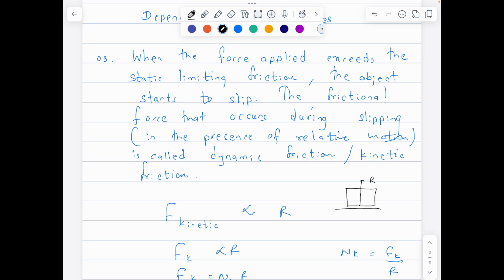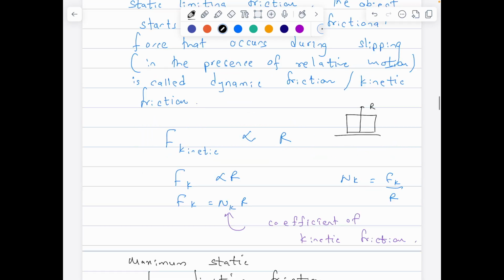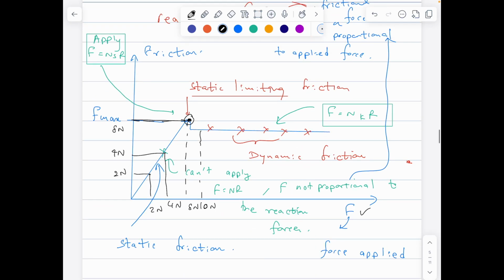When the force applied exceeds the static limiting friction, the object starts to slip, right? So I mentioned this. When you apply a force greater than the static limiting friction, there's going to be relative motion, because now there's going to be a resultant force. Because the force you apply is greater than the maximum value of friction, there's going to be a resultant force, which means the object is going to move forward. And then friction doesn't die. Friction is going to lower its value a bit from the static limiting friction value, and then stabilize at a constant value, as we saw in the graph. In the graph here, right? All right.